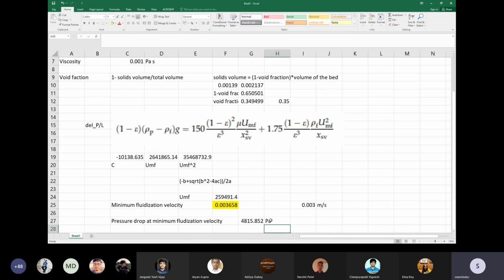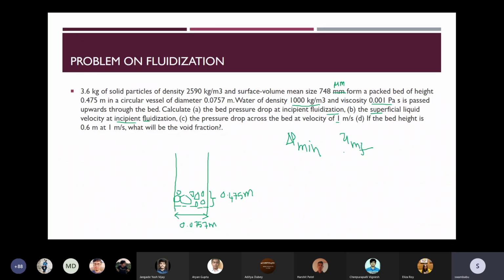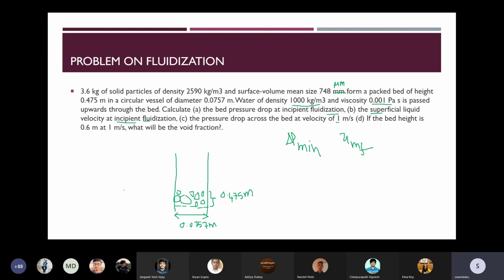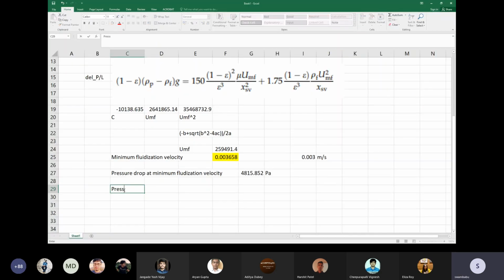4815 pascals will be the pressure drop at minimum fluidization. Now we know the pressure drop at minimum fluidization is equal to the pressure drop at fluidization. So part C is also the same. The pressure drop at 1 meter per second will be the same, right? Because the minimum fluidization pressure drop is the same as the fluidization pressure drop. So these two will remain the same. So these are the answers.